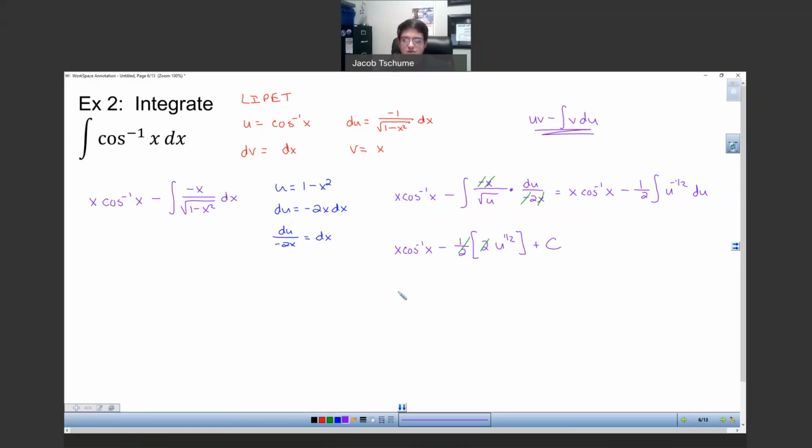So your final answer here is one of two things. You can leave it as x times the inverse cosine of x minus 1 minus x squared, all raised to the 1/2, plus C. Or remember, raising anything to the 1/2 power is the same thing as a square root. So that would just be the square root of 1 minus x squared. And that is the integral of an inverse cosine function. Not as pretty as the derivative was, but integration makes it a little bit more tedious. So that's how you would use it to integrate inverse trig functions.